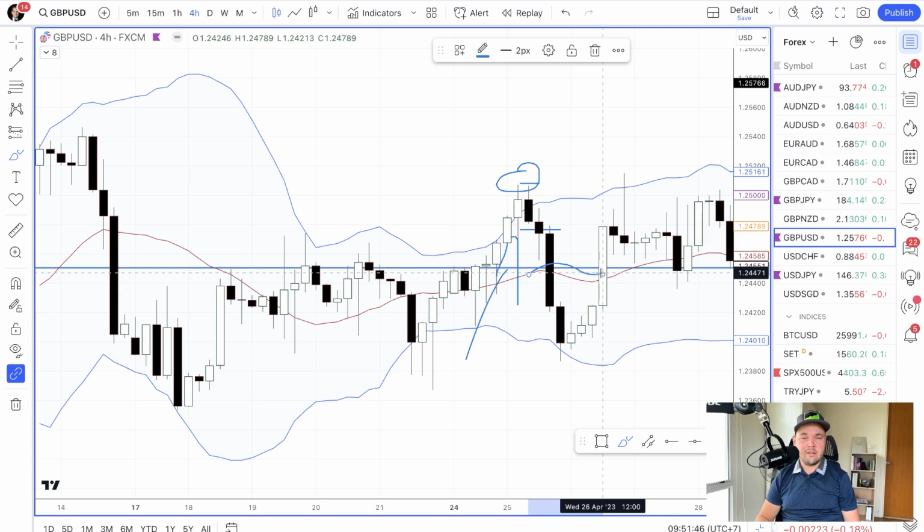Yes, it's a small target, but how many times does price go to the middle band after a move of the upper band or the lower band? Quite often. So here, target the middle band and exit all the trade here.